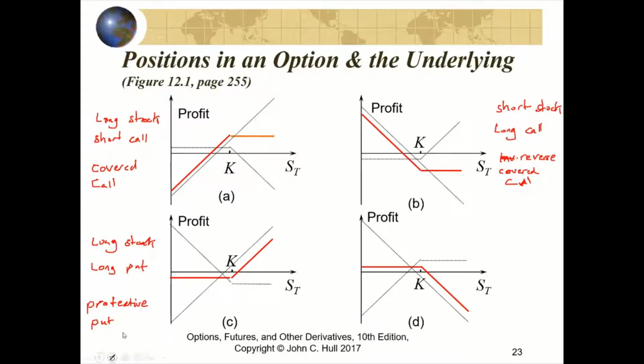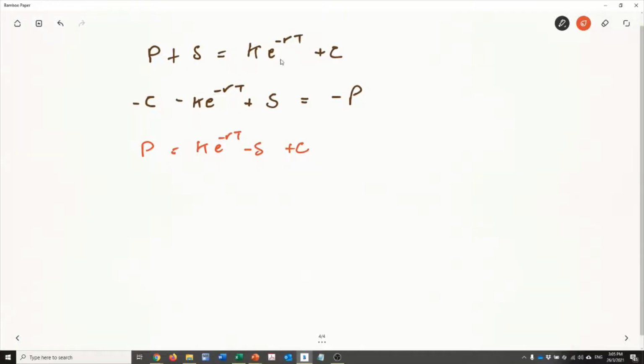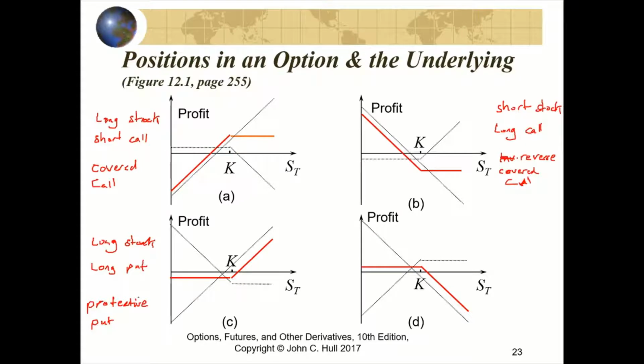The covered call and the protective put are the most common strategies that involve the option and the underlying. And the protective put is a basic implication of the put-call parity. So a long in a put plus a long in a stock will give us a payoff that looks like a call option. We created a position equal to a call option. So we can create a synthetic call option by taking a long in the stock and a long in the put.